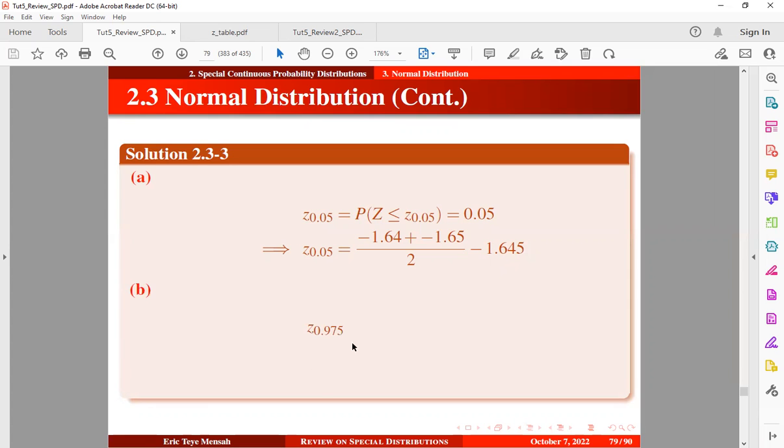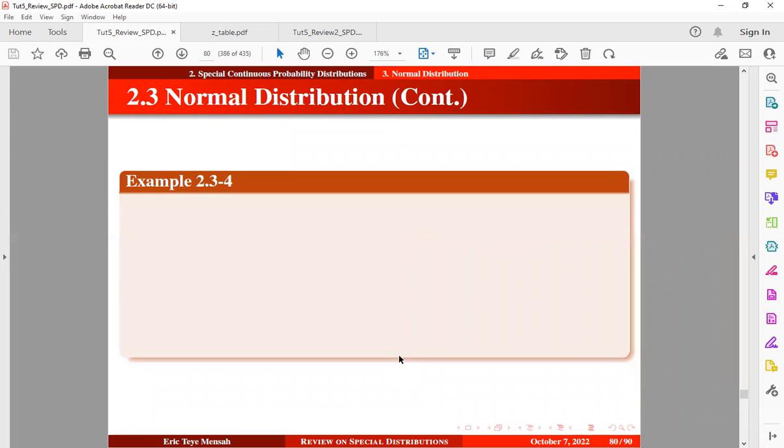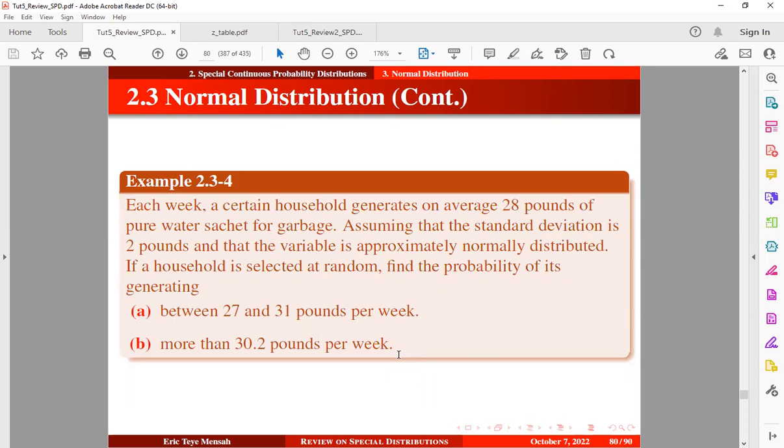All right, for the second part, we are looking for the corresponding z value that has an area of 0.975. If you use a similar approach, you obtain this result, 1.96. Quite easy to do. All right, so now another example. Each week, a certain household generates on average 28 pounds of pure water sachet garbage, assuming that the standard deviation is 2 pounds and that the variable is approximately normally distributed. If a household is selected at random, we want to find the probability of it generating between 27 and 31 pounds per week, and also generating more than 30.2 pounds per week.